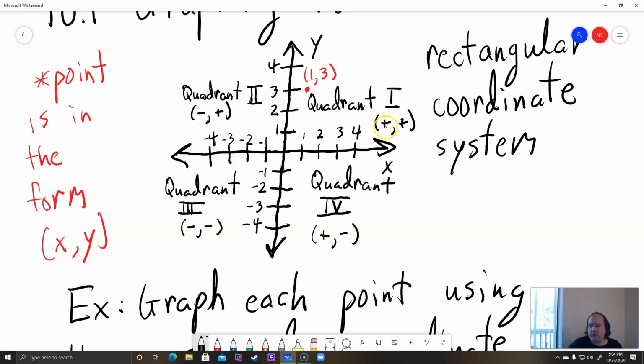I use this little notation here. For Quadrant 1, I wrote plus comma plus, to show that x is positive and y is positive. In Quadrant 4, the plus comma minus means that x is positive, but y is negative. So those are the 4 quadrants. When they say axis, they mean either the horizontal one, which is the x-axis, or the vertical one, which is the y-axis.